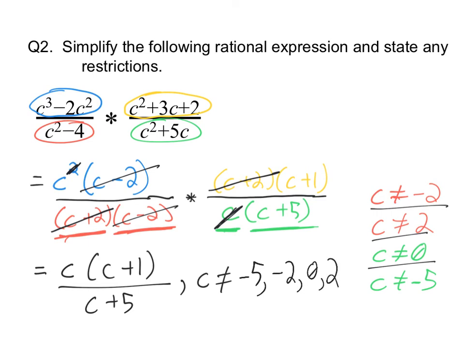Observe that by the time that we have simplified this expression, the only one that we can observe from our simplified rational expression is negative 5. However, before we simplified these factors, we also had negative 2 and 0 and positive 2 as non-permissible values. We always have to list our non-permissible values based on the original rational expression and not the simplified expression. So c times c plus 1 divided by c plus 5, provided that c is not equal to negative 5, negative 2, 0, or 2.